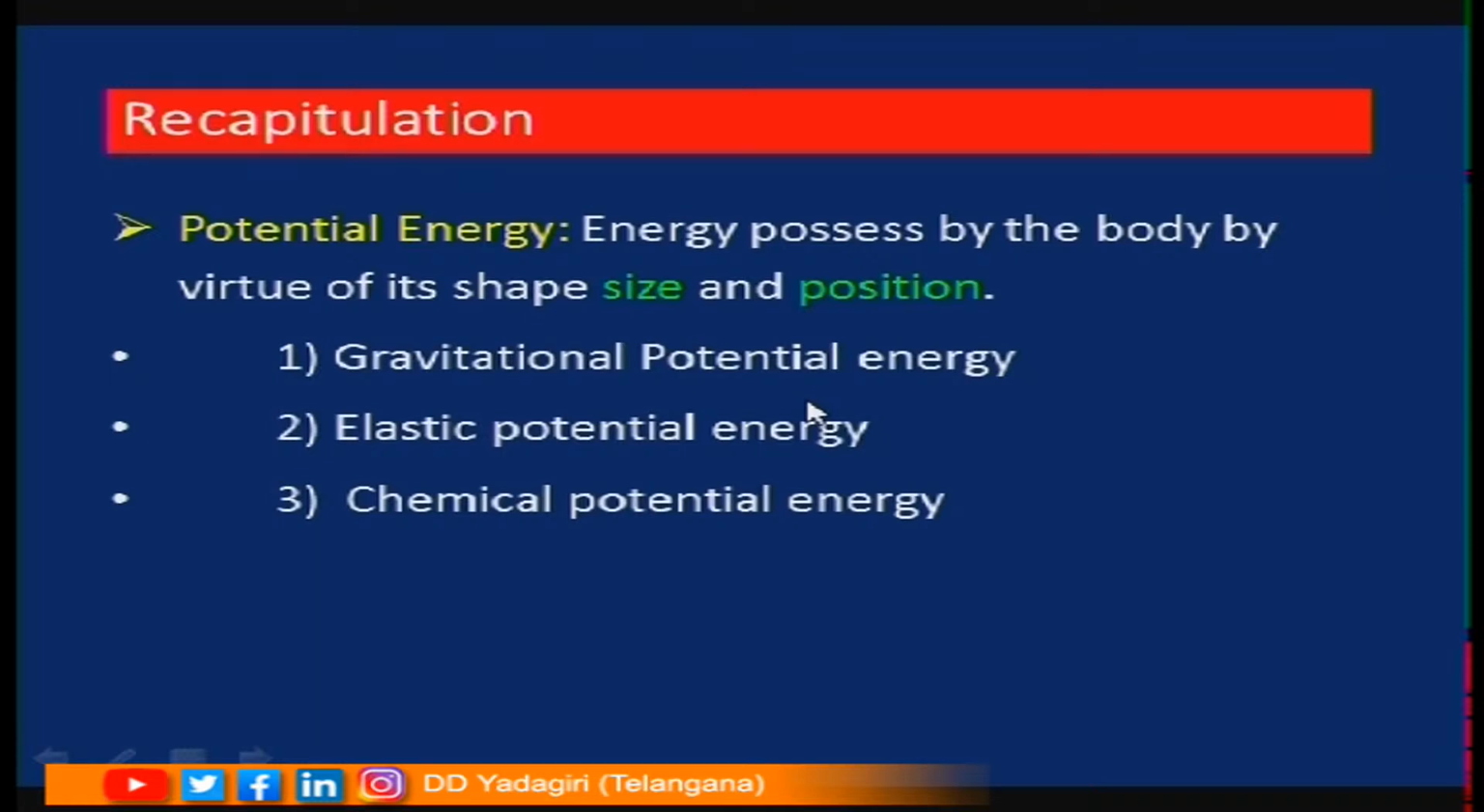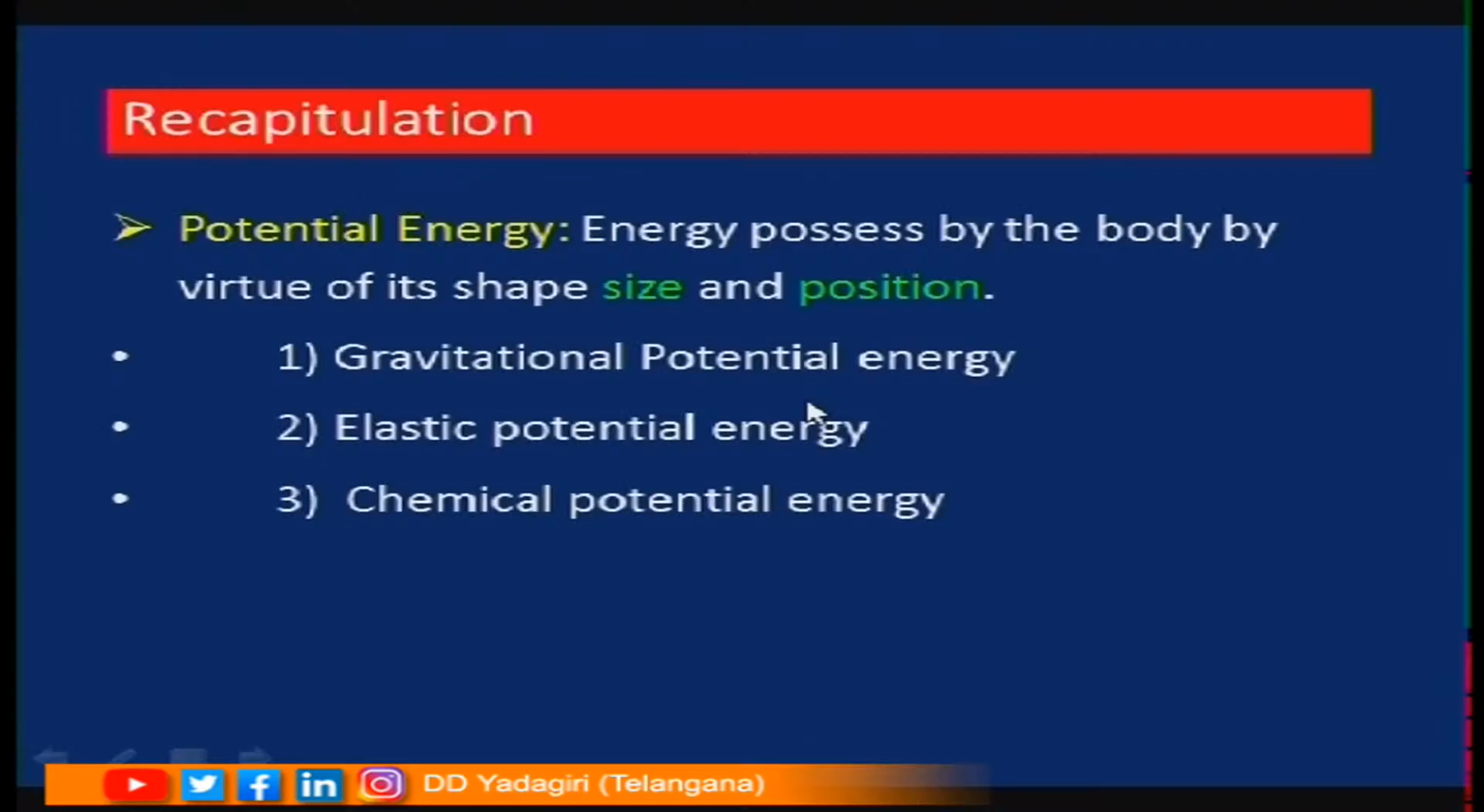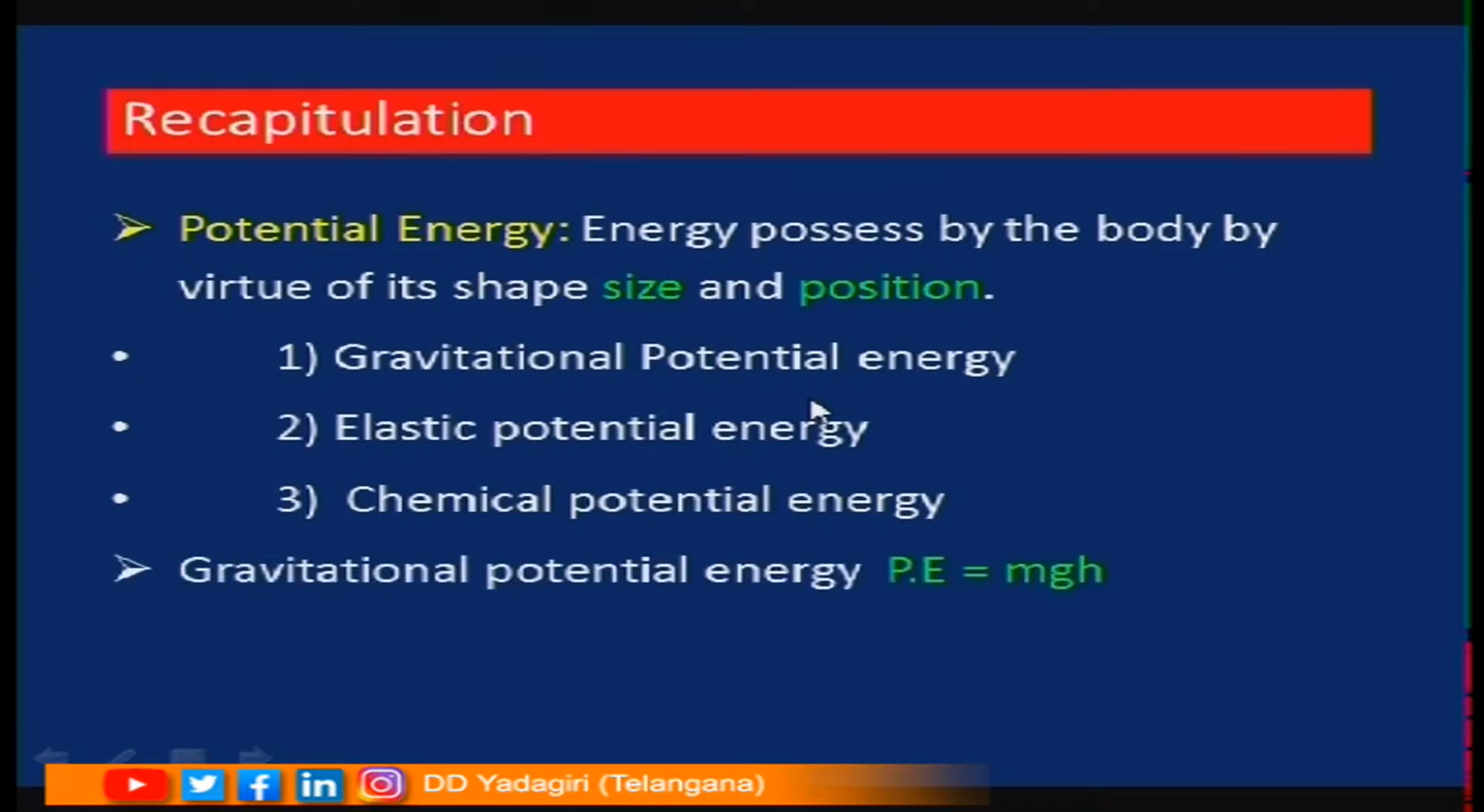What is this gravitational potential energy? Whenever the object is at a certain position from the ground, from the surface of the earth, it acquires gravitational potential energy. Due to gravity it happens. This potential energy equation is also derived. Gravitational potential energy is PE equal to mgh.